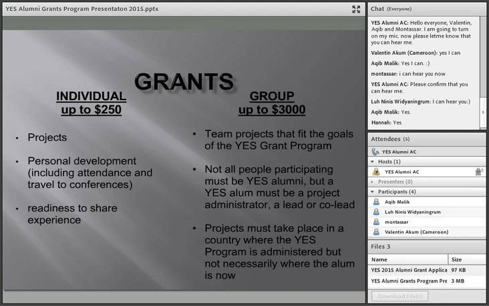But if there are no other YES alum around you, or you want to do this project at university, you can get a group of people from the university. The projects, however, must take place in a YES country. What I mean by that is a country where the YES program is administered or was administered. But that doesn't mean you have to be there.